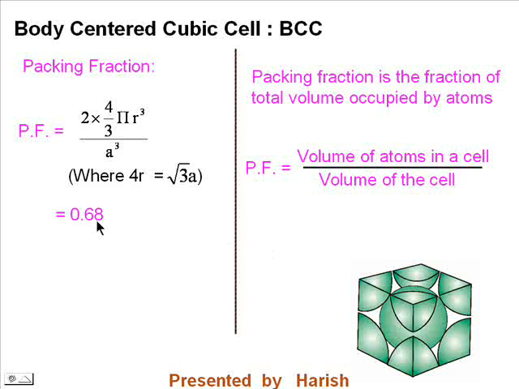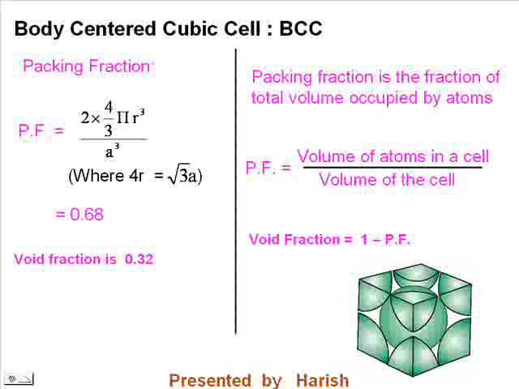That means only 68% is filled. The rest, that is 32%, is just vacant space which exists in all the BCC unit cells. Okay, so the void fraction is 0.32. That is 1 minus the packing fraction.